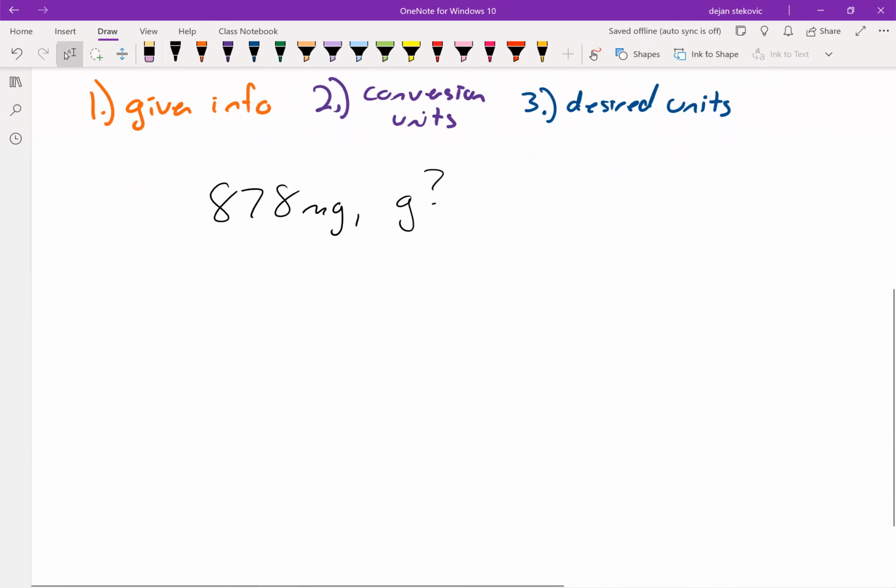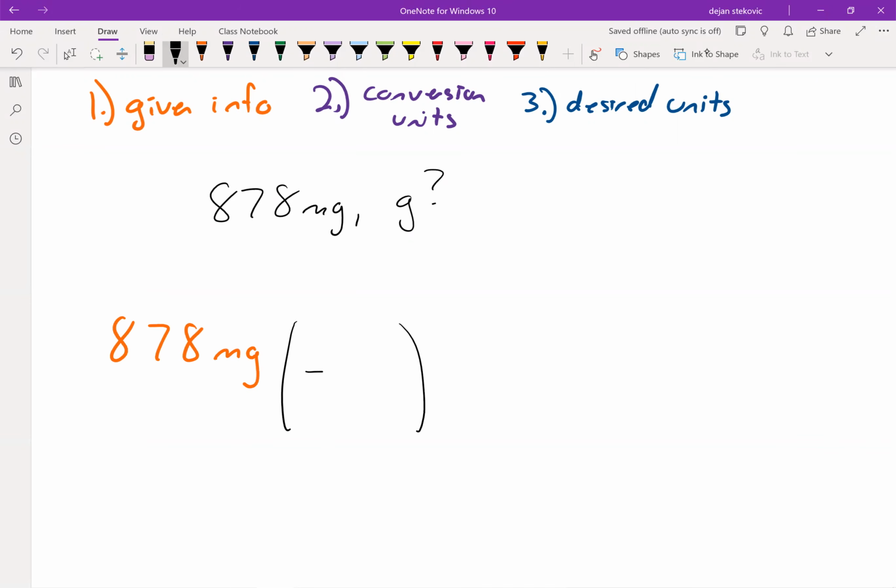So let's take a look at how we're going to do this. We're going to do this the same way that we did the last couple of problems. So we're going to write out what we're given, 878 milligrams, and then we're going to start a unit conversion problem, so something in brackets. And instantly, before I even do anything else, I know that milligram is going to have to be down there in the denominator. That way they can cancel out, right? I haven't thought about anything, but I've instantly put it in that position. So again, this part right there is your given units.